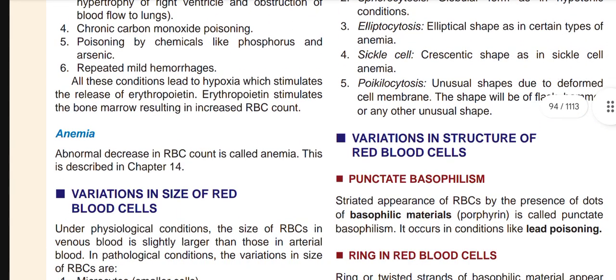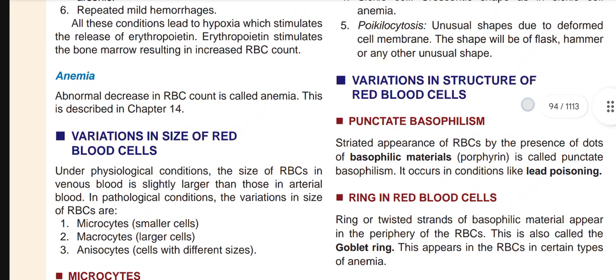Now anemia. What is anemia? An abnormal decrease in RBC count is called anemia. We will discuss more about it in another video, because these are not short topics, these are high yielding topics, so we will discuss them in another part of the video.